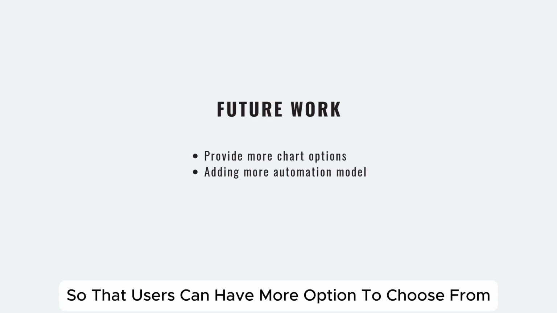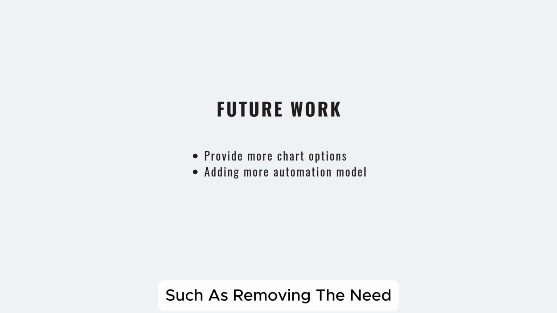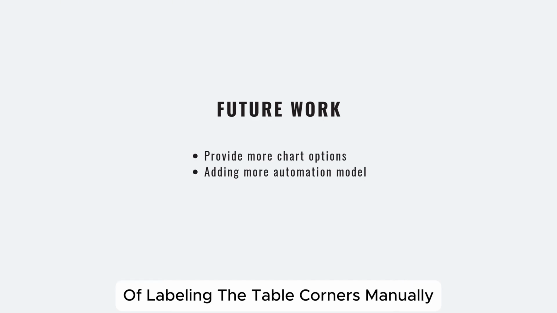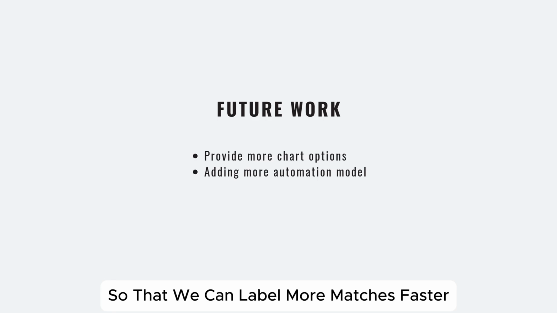In the future, we would love to provide even more chart options for Athena so that users have more options to choose from, and we'll implement more automation models such as removing the need to label the table corners manually, auto action recognition, etc., so that we can label more matches faster.